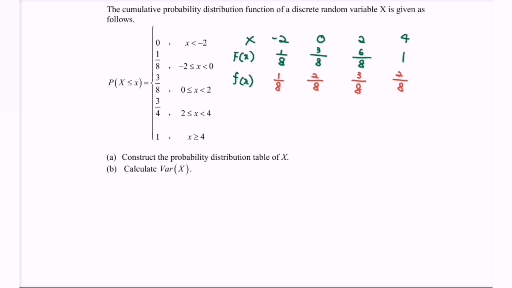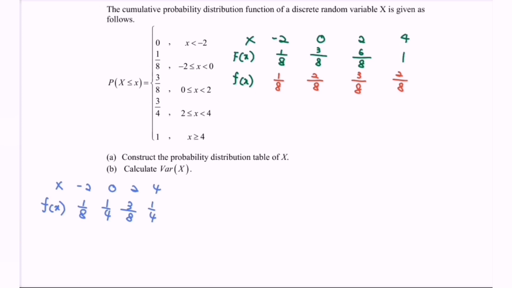So for question A, we have x as negative 2, 0, 2, and 4. The probability distribution will be 1 over 8, then 1 over 4, 3 over 8, and then 1 over 4. So that is the probability distribution table of x.